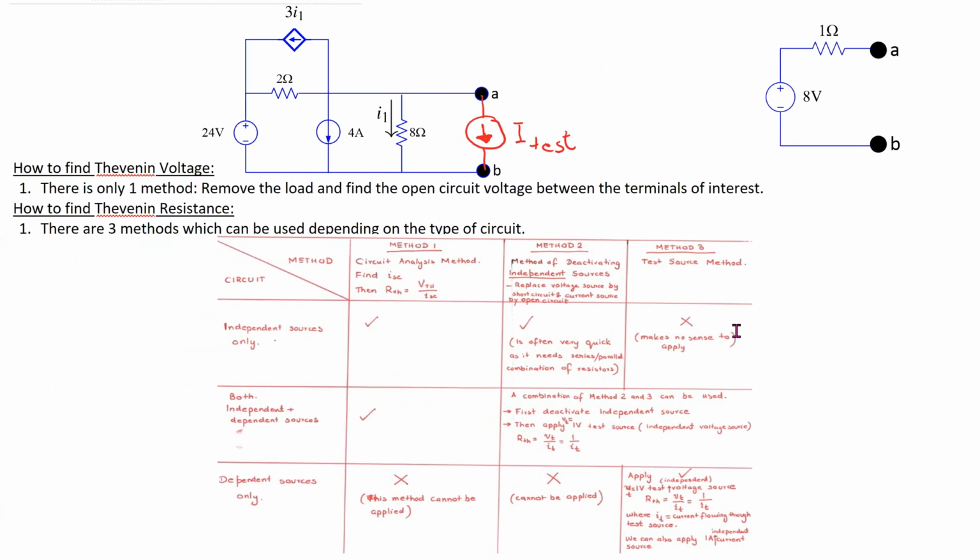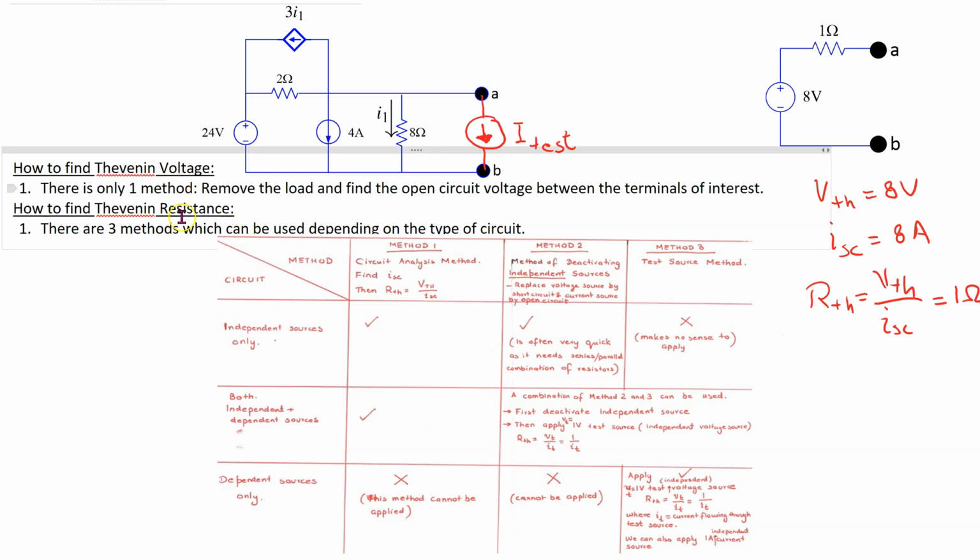Using PSpice, we have seen that V Thevenin is 8 volts as expected, and I short circuit was 8 amps. Thus, R Thevenin is V Thevenin over I short circuit, which is equal to 1 ohm as expected. So this shows how PSpice can be used to find the Thevenin voltage and resistance for a circuit containing both independent and dependent sources.